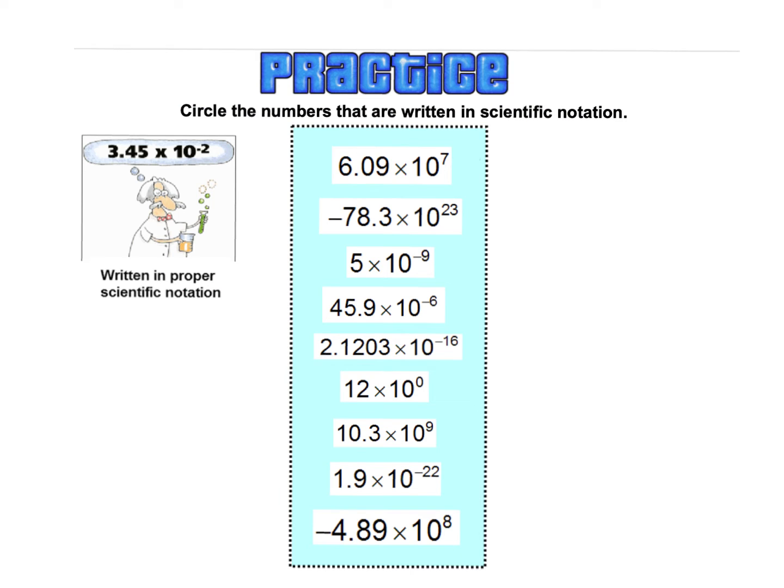So take a moment to look at these 9 examples and circle the ones where you feel the numbers are in scientific notation. Come back when you are ready.